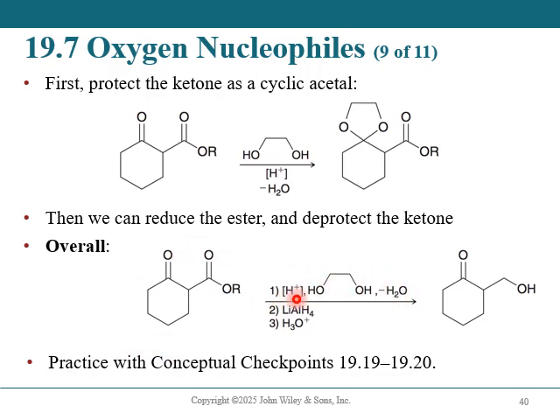You're protecting, you're reacting, you have a reduction, you have an addition of an acid. And as you can see, we took that carbonyl and we protected it. We took the ester and we turned it into an alcohol without actually affecting this carbonyl. So that's the whole point of having that extra step of the cyclic acetal formation.